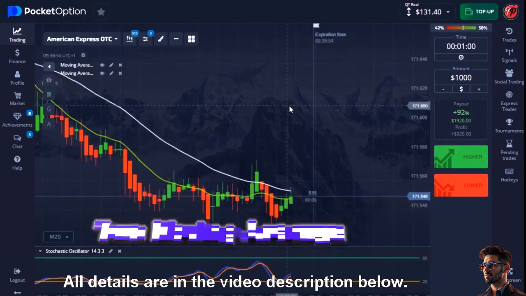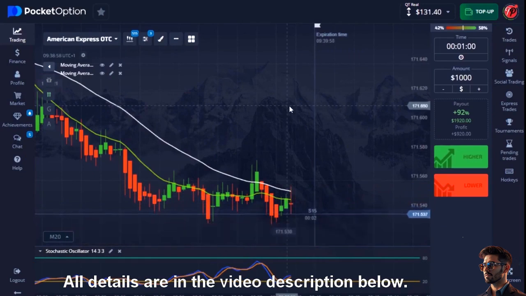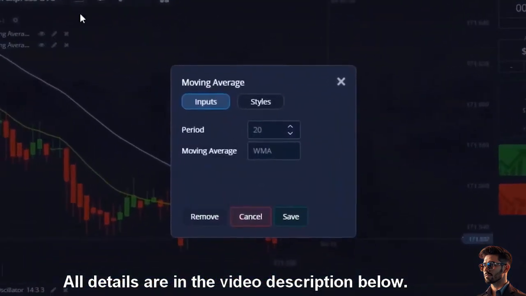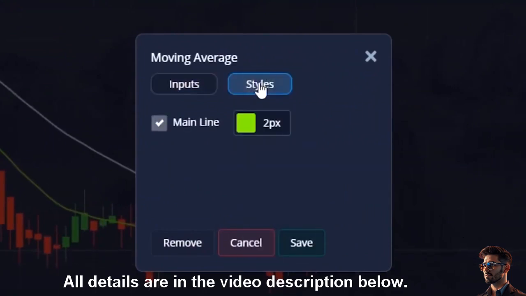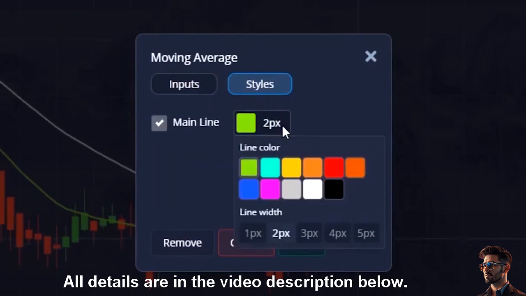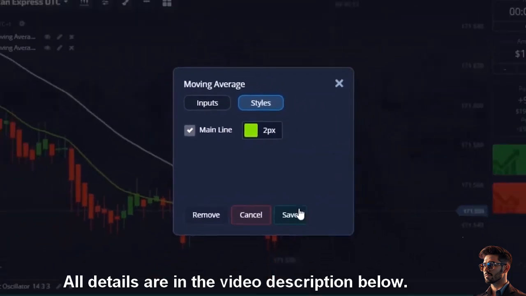I'm using 2 moving averages and 1 stochastic oscillator, and there's a setting right here. On my first moving average, I use a period of 20. The moving average is WMA. On the style part here, I use the green color, and of course I set my line to 2 pixel. That's pretty much all you have to do. When you're done, you hit save.